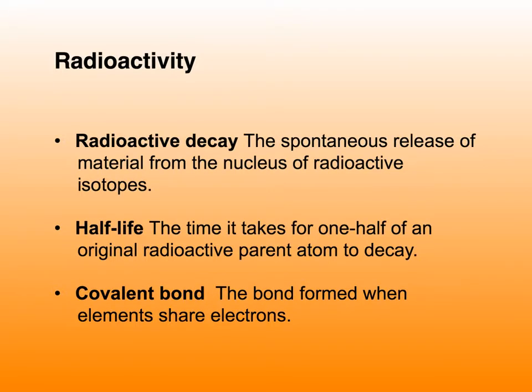Okay. Radioactive decay is the spontaneous release of material from the nucleus of a radioactive isotope, and that can be beta particles or alpha particles, right? Antineutrinos, all that stuff. Gamma rays, gamma particles. Okay, half-life: the time it takes for one half of the original radioactive parent atom to decay.